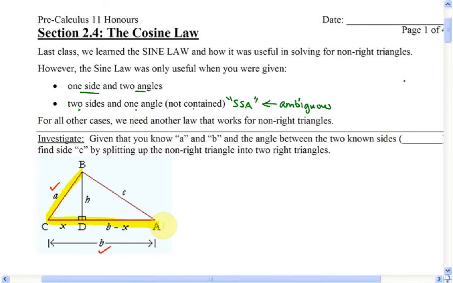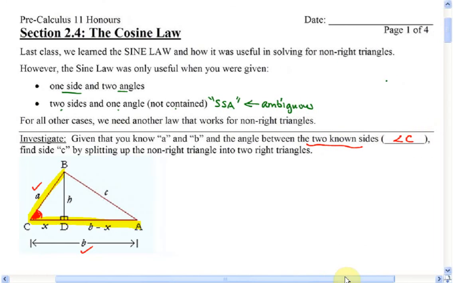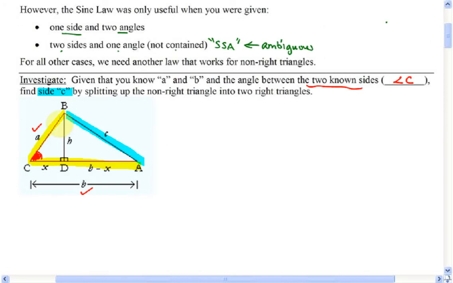And you also know the angle between the two known sides, which would be this angle over here, and that would be, of course, angle C. So when you have these three pieces of information, I'm going to ask you, can you find the actual length of side C? So side C, of course, is just this one over here. And right now, I want you to try to do this by splitting up the triangle into two right triangles. So I'm going to ask you to look at this triangle here, please, and I'm going to put this in green. And I also want you to look at this other triangle, which I'm going to put in blue. And I want to see if you can find a relationship between all of these sides.